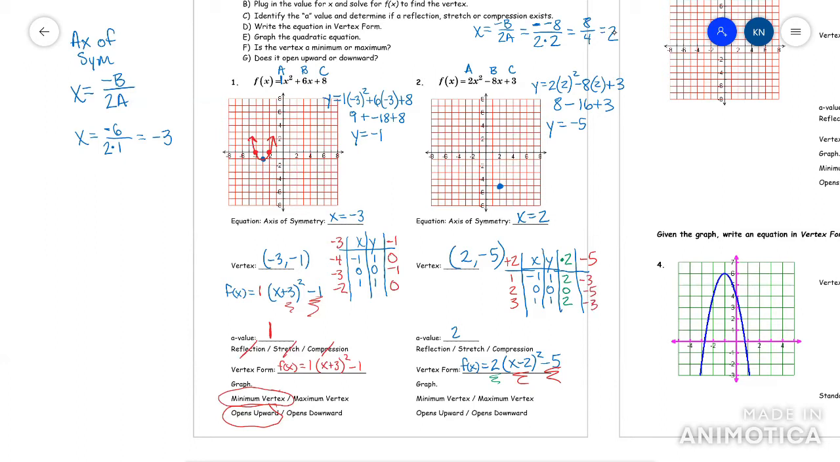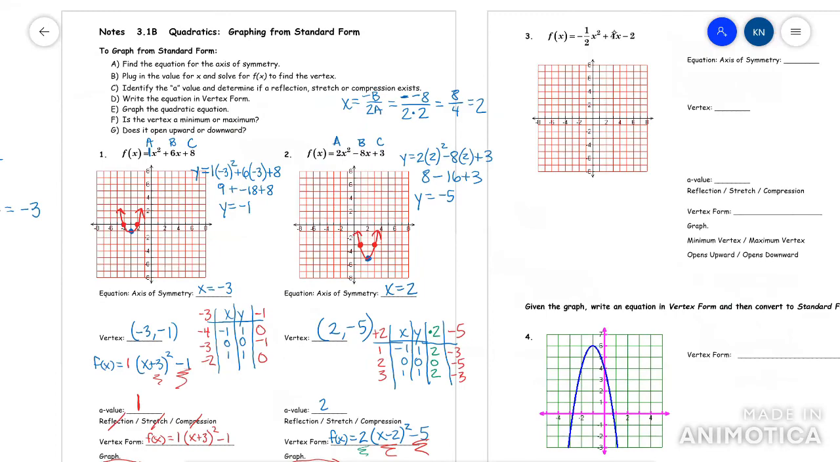Now I have some coordinates that I can graph. And this one would look something like that. So the vertex, this blue dot, is the lowest on the graph, so it's a minimum. And this graph is opening upward.